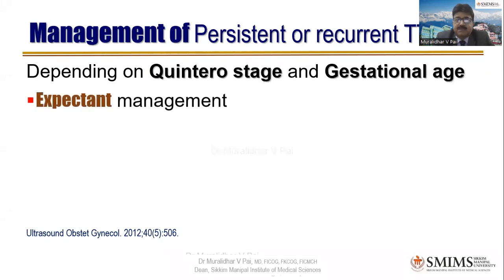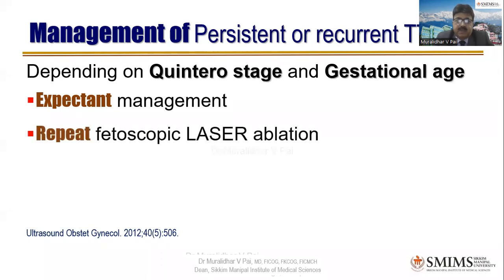So expectant management usually suffices because you would have already done a laser therapy. This would be, if at all, a mild TTTS, maybe going on to TAPS. You may repeat fetoscopic laser ablation if you think the problem is still large, or if you think that the gestational age has crossed 26 weeks, you may just resort to amnioreduction because laser becomes difficult after that, which I explained yesterday.